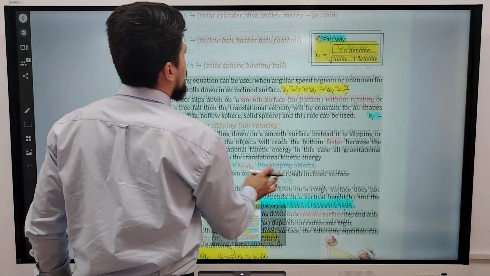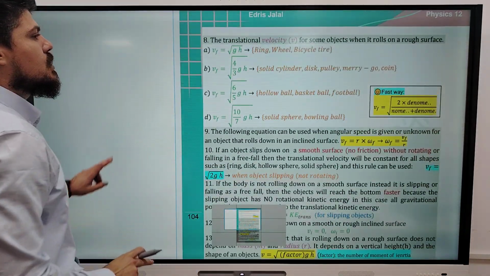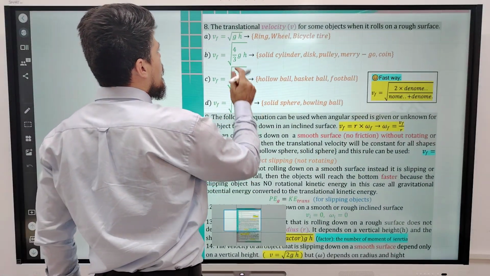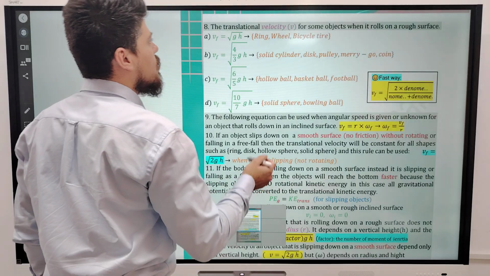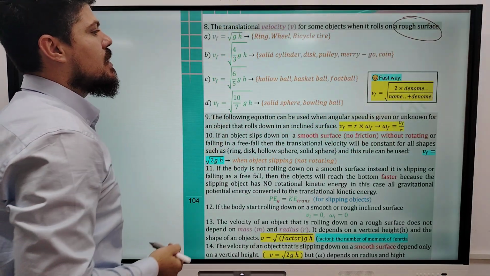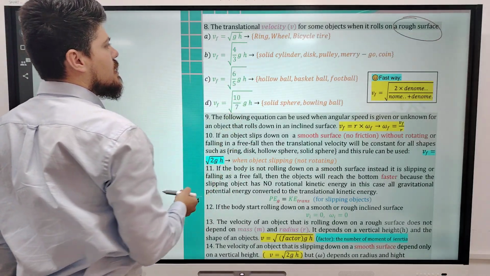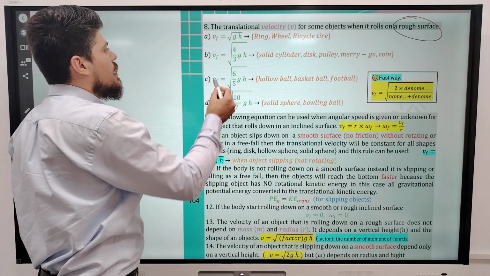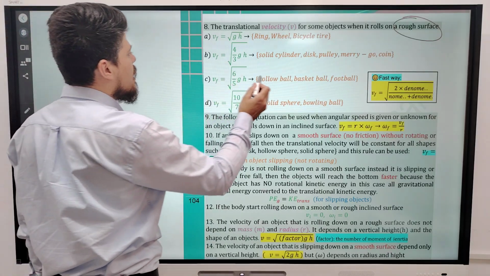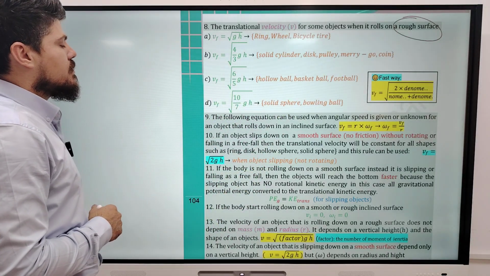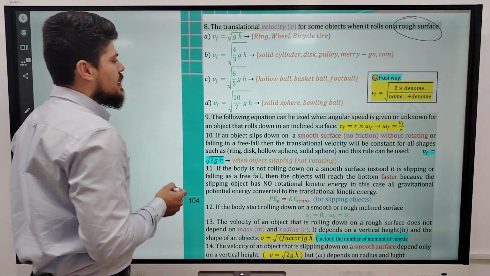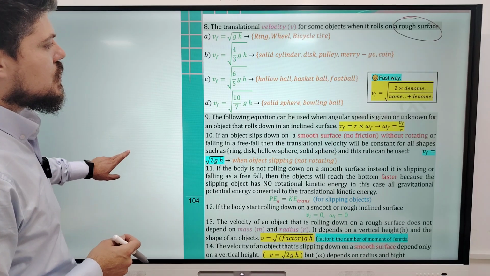So here we have the final velocity at the bottom of the incline for some shapes. Okay? So you can prove them one by one. Final velocity for the ring, wheel, bicycle on a rough surface. Be careful, so these are for what? For the rough surface. Final velocity for the solid cylinder, disc, pulley, merry-go-round, coin is equal to √(4/3 gh). For the hollow ball, basketball, football, final velocity is equal to √(6/5 gh), and the solid sphere is equal to √(10/7 gh).